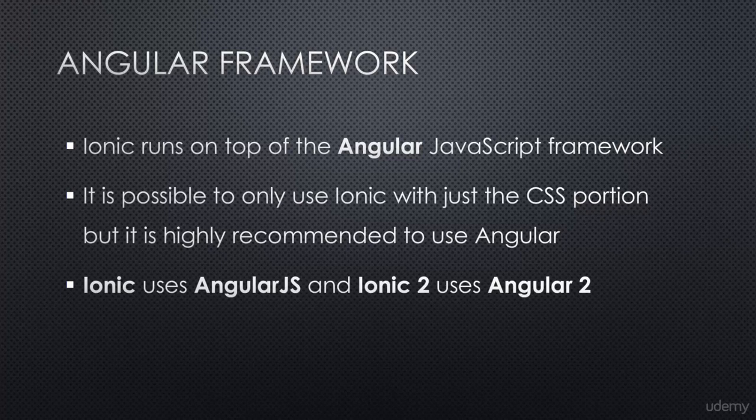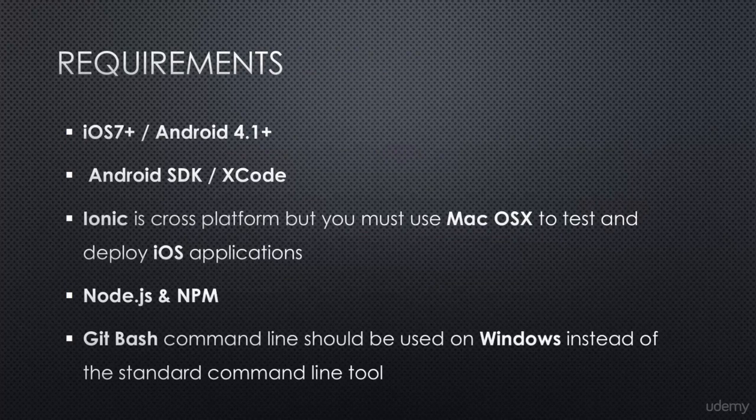So let's take a look at some of the requirements and specifications needed for Ionic. It's recommended that you build for iOS 7 Plus or Android 4.1 Plus. On your development environment you should have the Android SDK installed, whether you're on Windows or Mac or Linux, and then Xcode installed on Mac OS X.